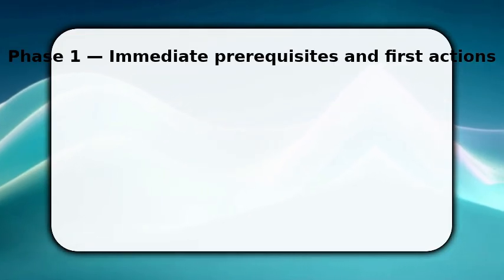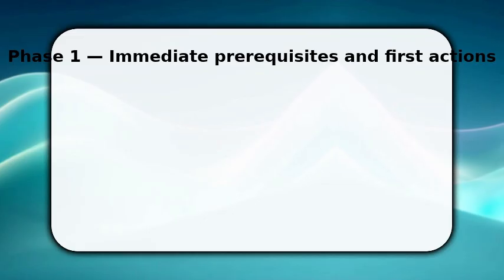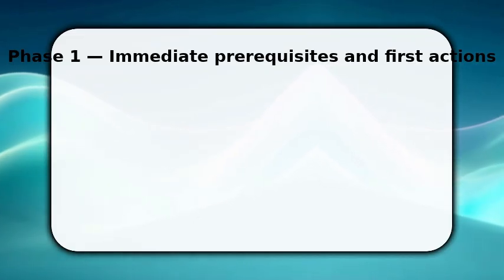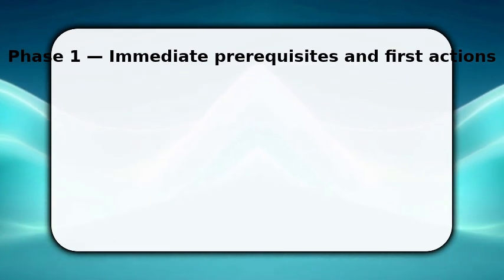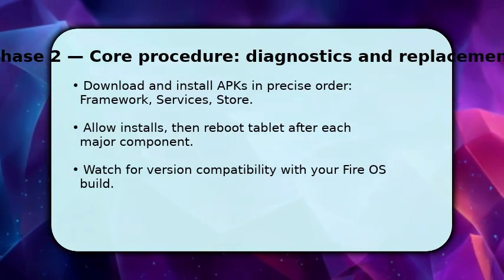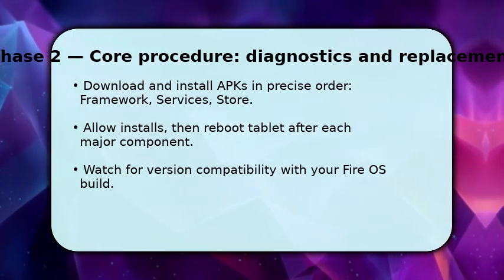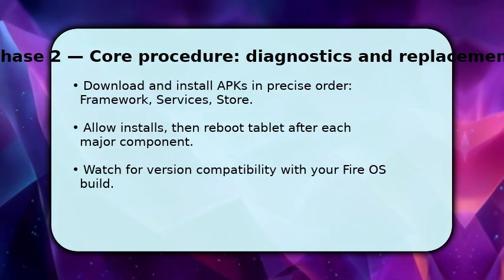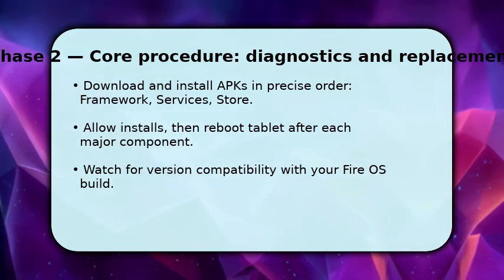Now, you'll download the minimal Google Play components, Play services, and the Play Store so that Google Earth can run correctly. Follow each prompt carefully. Don't skip permission requests. Next, you install Google Play components in order. First the Google Services Framework, then Google Play Services, and finally the Play Store. This order resolves dependencies. Make sure each APK version matches your Fire OS, otherwise you'll get crashes.